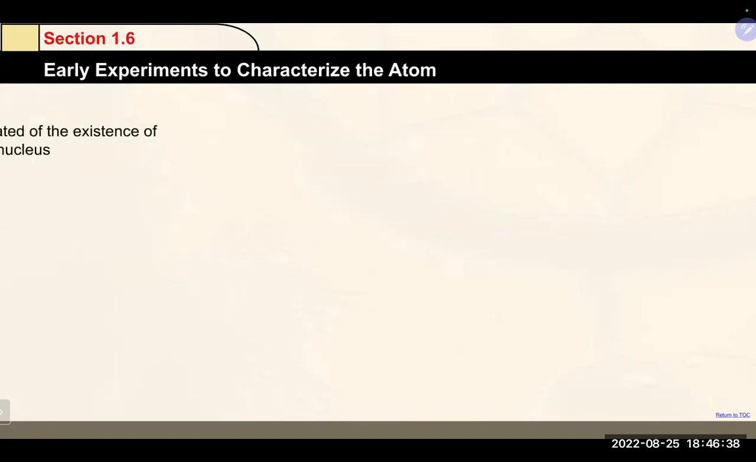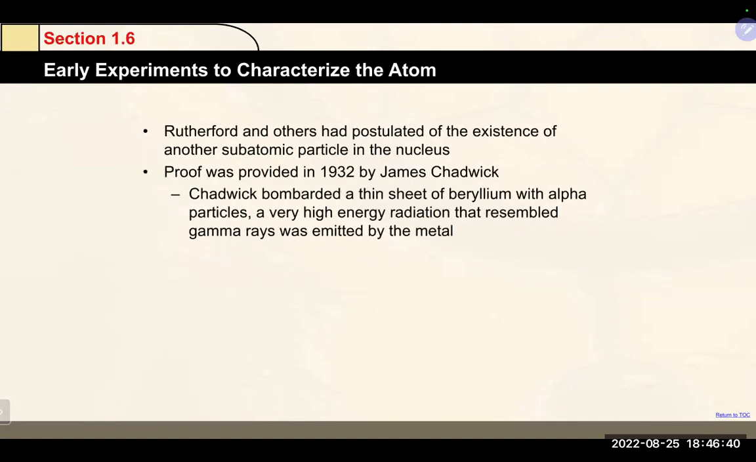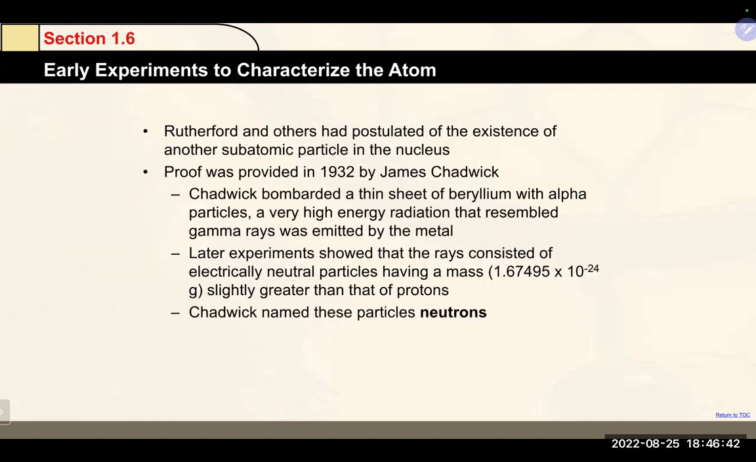So the last subatomic particle was really not discovered until 1932, and it was always thought that there really was something else in that nucleus besides the protons. The proof of it came in 1932 by a guy named Chadwick. He did a lot of work with X-rays, and the particles really had no charge. They found out eventually that there were neutrons, and they had a mass of 1.67495 times 10 to the minus 24.